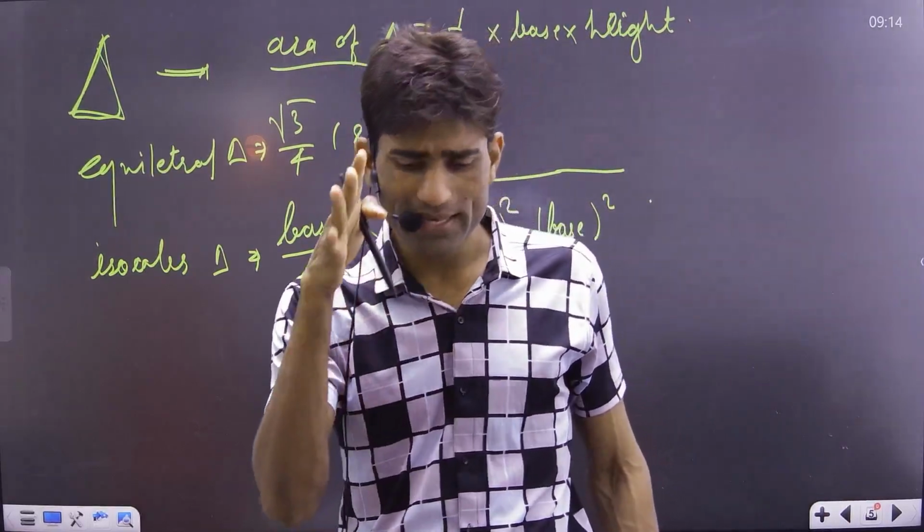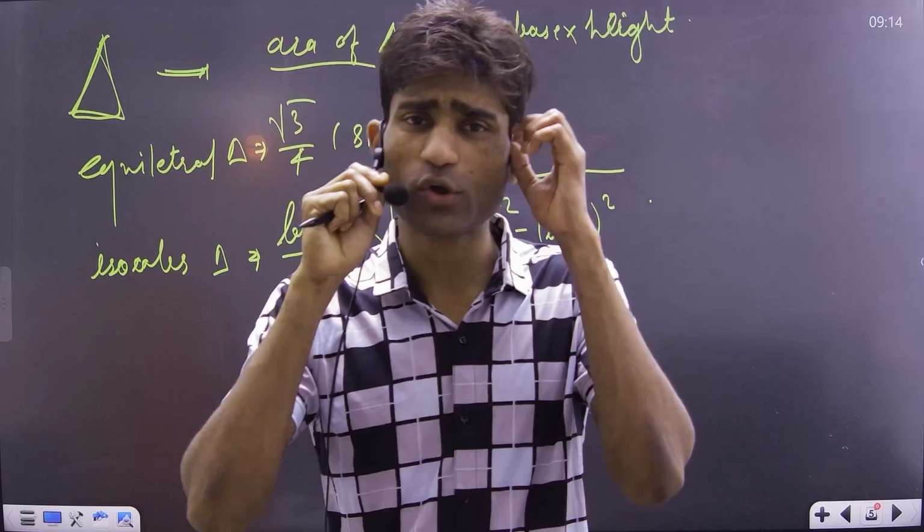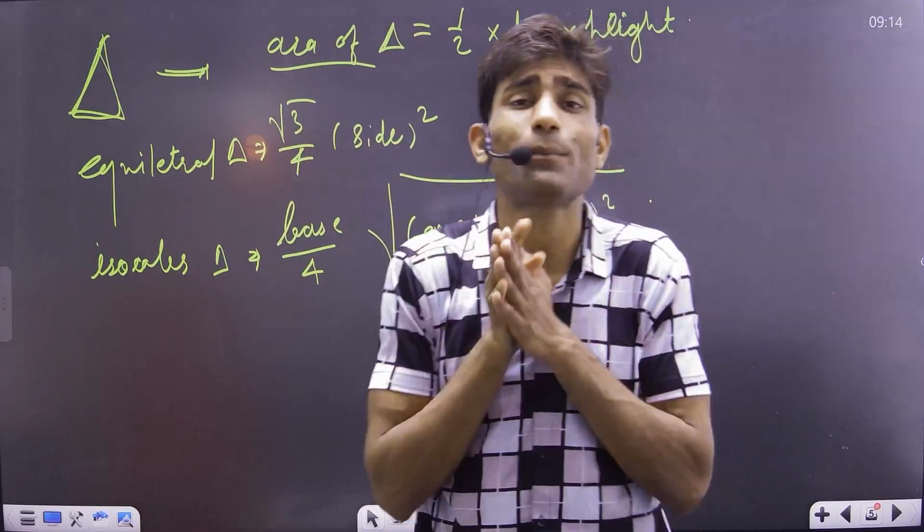Okay, and the area of a circle is pi r square. You are already familiar with the area of a circle, pi r square.